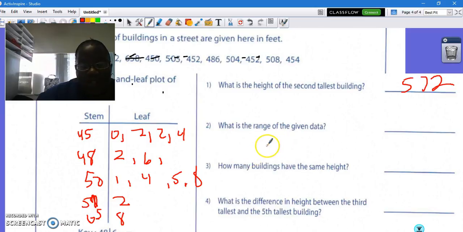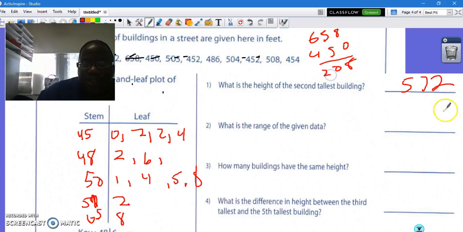What is the range of the given data? Remember, range is the difference between the largest and the smallest number. So my largest number is 658. My smallest number is 450. Subtract. You should get 208 feet.